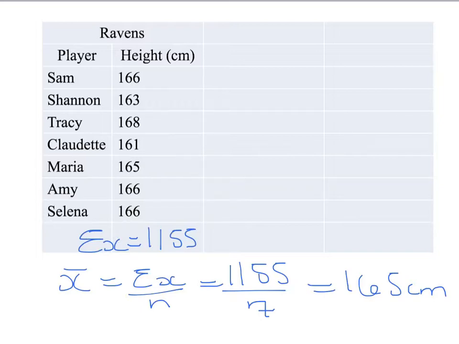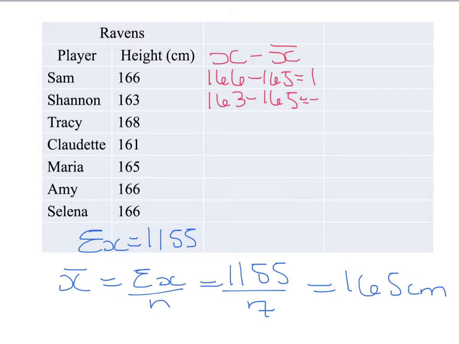So we're looking at taking all of our data values and subtracting the average, which we just found. So we have 166 for Sam, and we're taking away 165. So we just have that she's 1 centimeter above average. Shannon, 163, take away 165, so she's shorter than average by 2 centimeters, so that's -2.